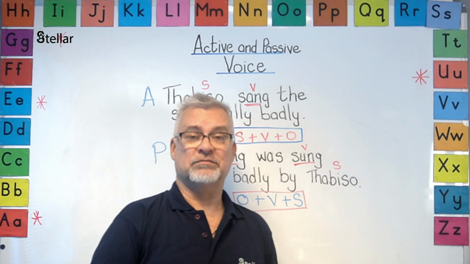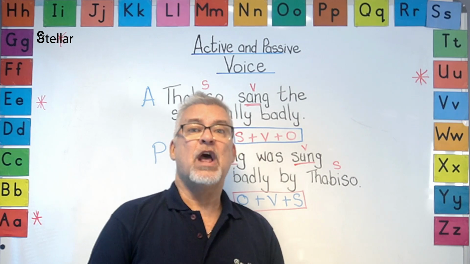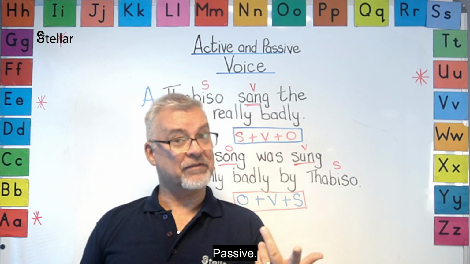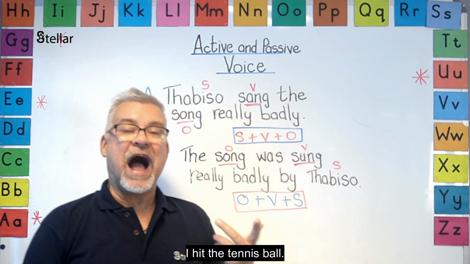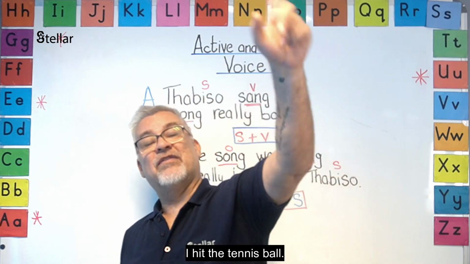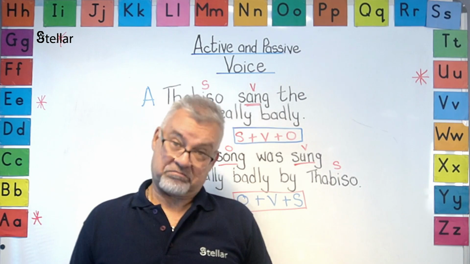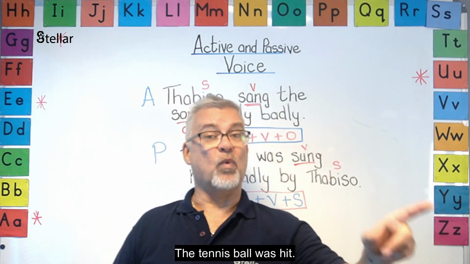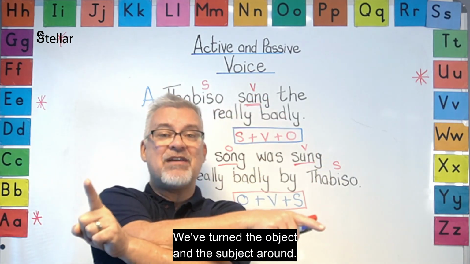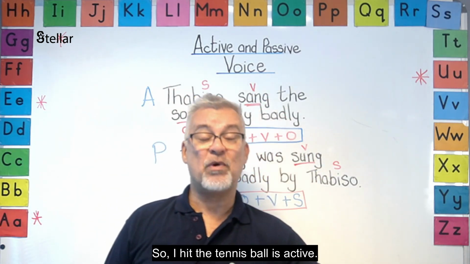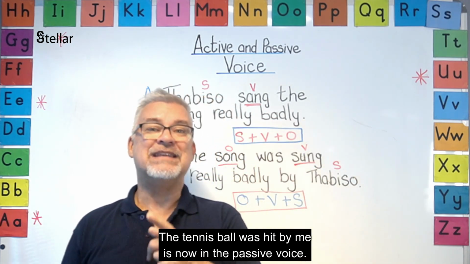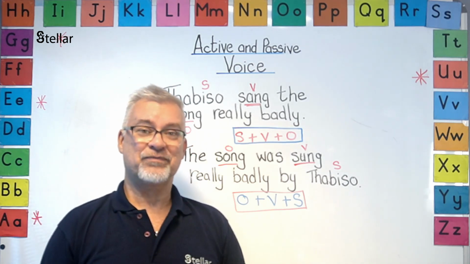John kicked the ball. Active, right? The ball was kicked by John. Passive. I hit the tennis ball. Active. The tennis ball was hit by me. We've turned the object and the subject around. So I hit the tennis ball is active. The tennis ball was hit by me is now in the passive voice. Well, there you have it.